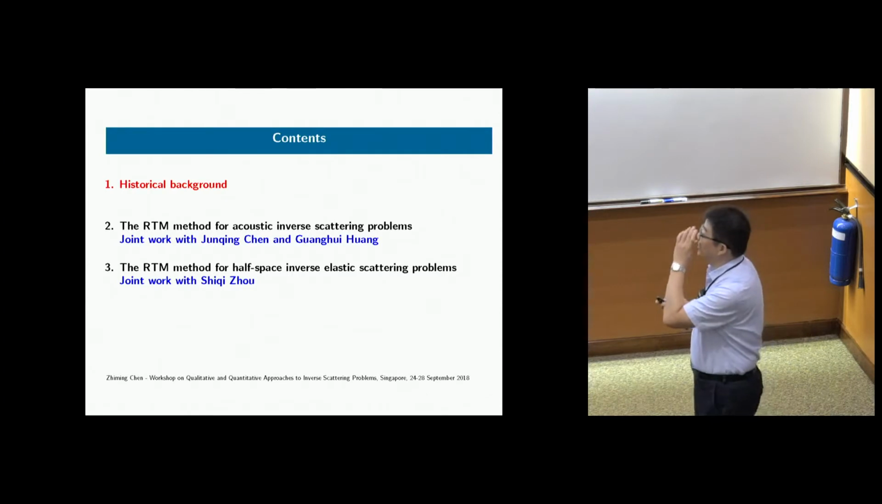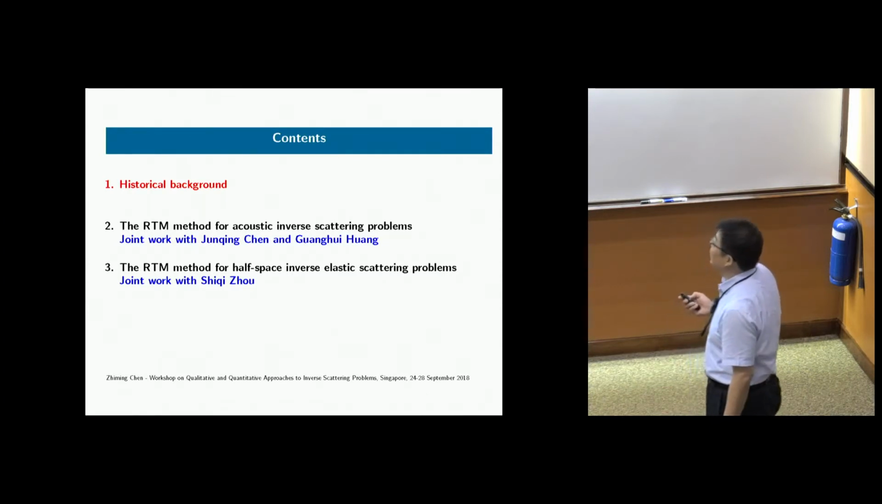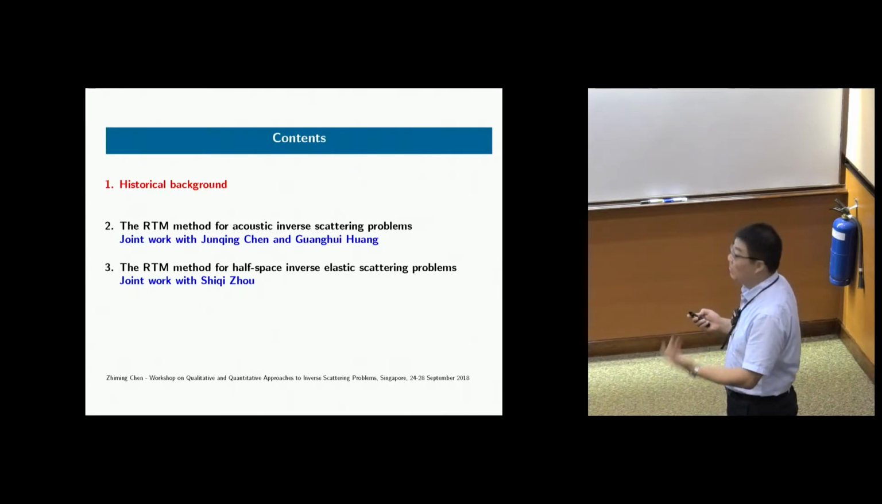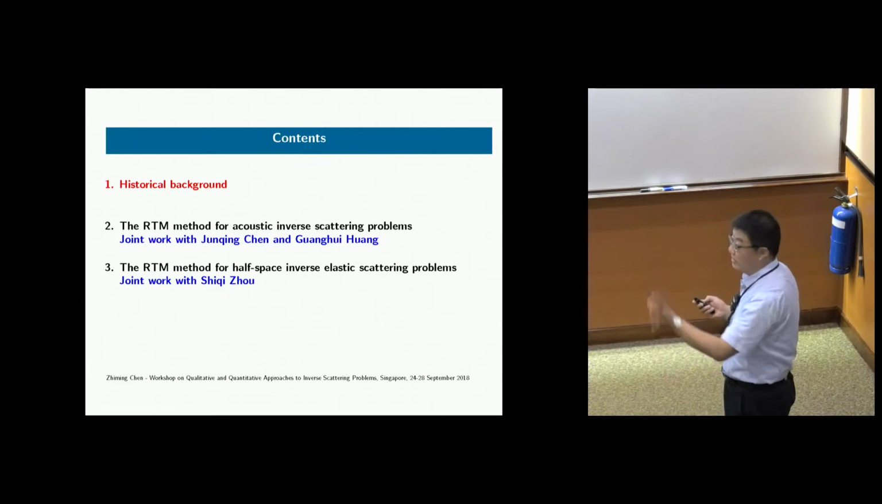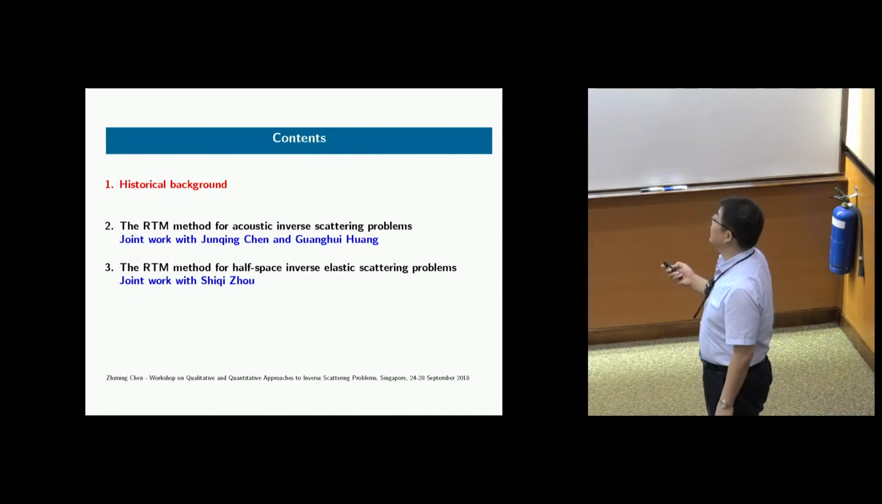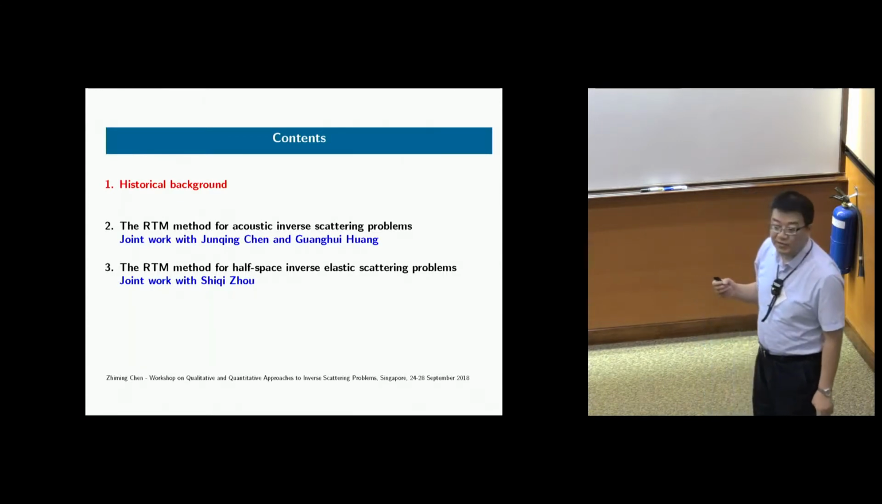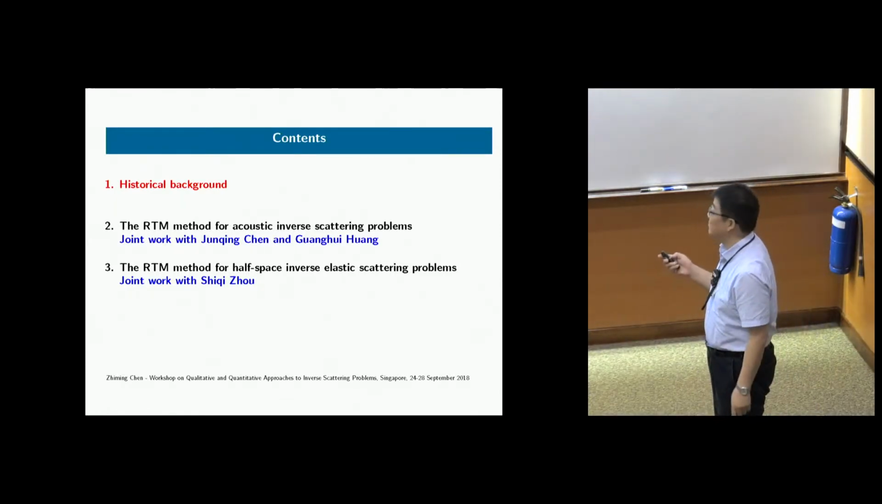I will start with some historical background on the RTM method, and then go to our understanding of the method using the example of the acoustic inverse scattering problem with full aperture. Then we go to the main focus, the half-space inverse elastic scattering problem, and I will show what the new mathematical difficulty is in solving these half-space problems.